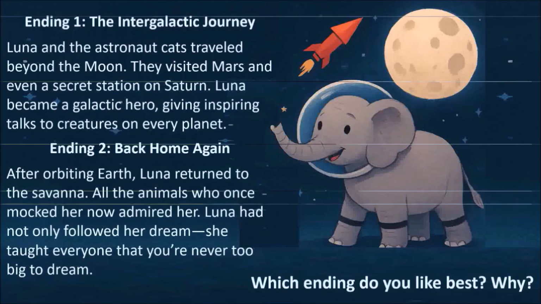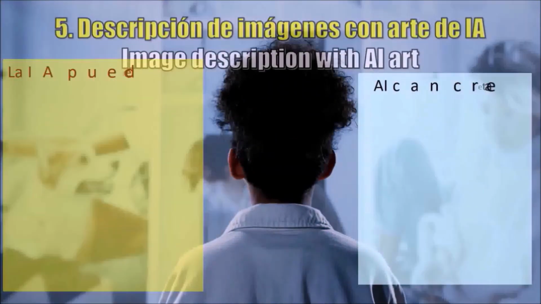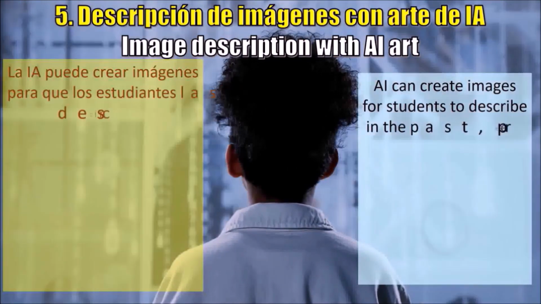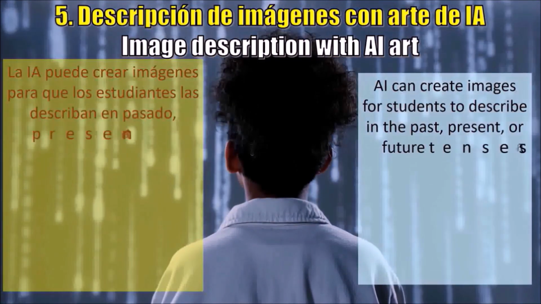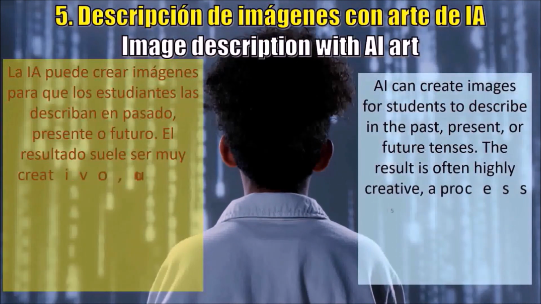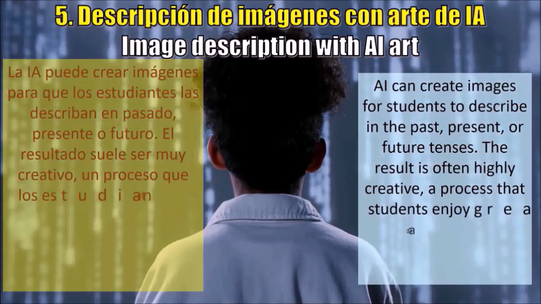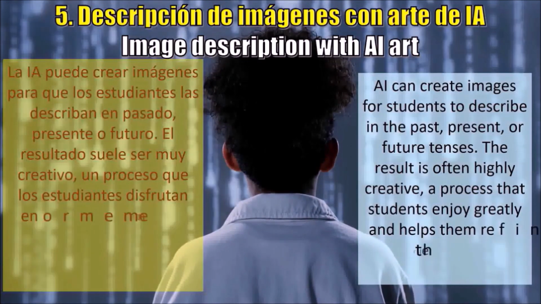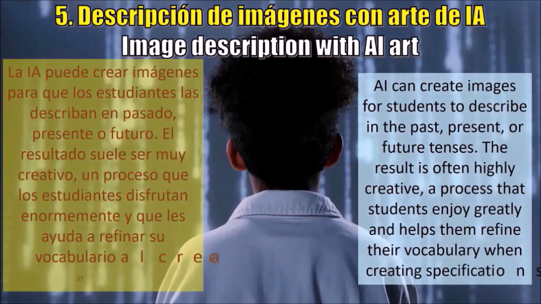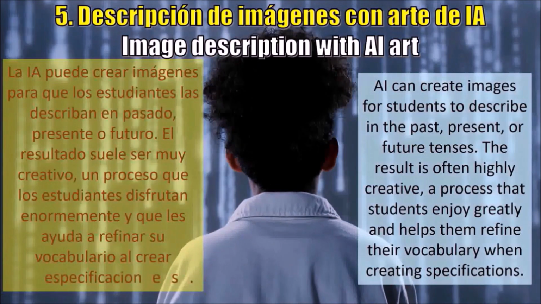And we've reached activity suggestion number 5, image description with AI art. AI can create images for students to describe in the past, present or future tenses. The result is often highly creative, a process that students enjoy greatly, and it helps them refine their vocabulary when creating specifications. Do you already use AI in your lessons?